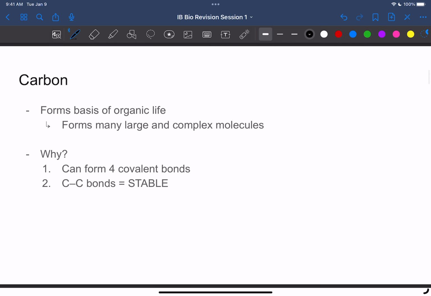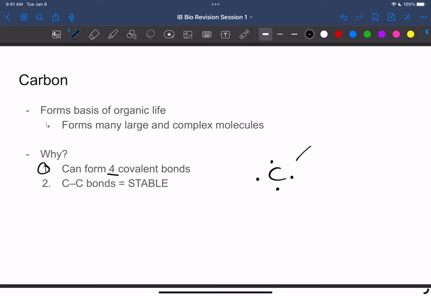Okay, so to show the foundation of all this, we're going to talk about carbon. Carbon forms the basis of organic life, and there are a couple of reasons for this. The first reason is it can form 4 covalent bonds. I'm just going to draw a little carbon atom here. It has 4 valence electrons and 4 missing, so that means it can bond to 4 different things.